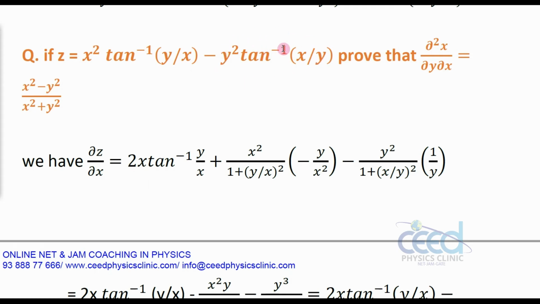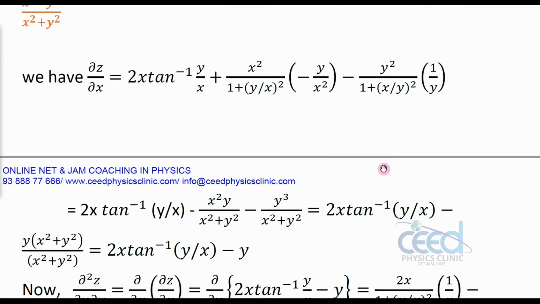So with respect to x we are differentiating, so y square I can take as a constant. When I differentiate tan inverse x by y, I will have y square into tan inverse x by y differentiated, that is 1 by 1 plus (x by y) the whole square into x by y differentiated with respect to x. 1 by y is a constant, x differentiated gives 1, so 1 by y.